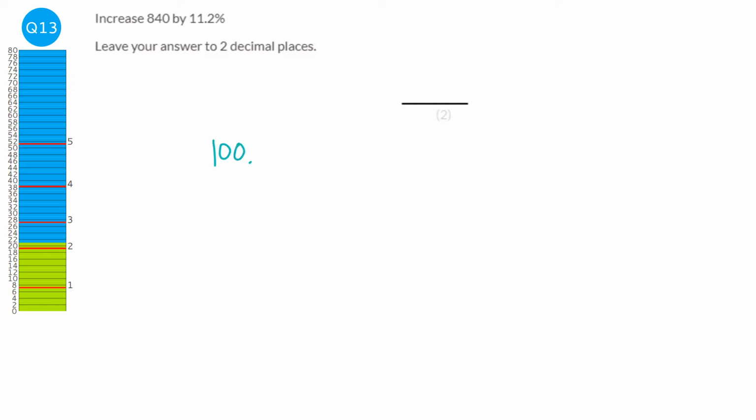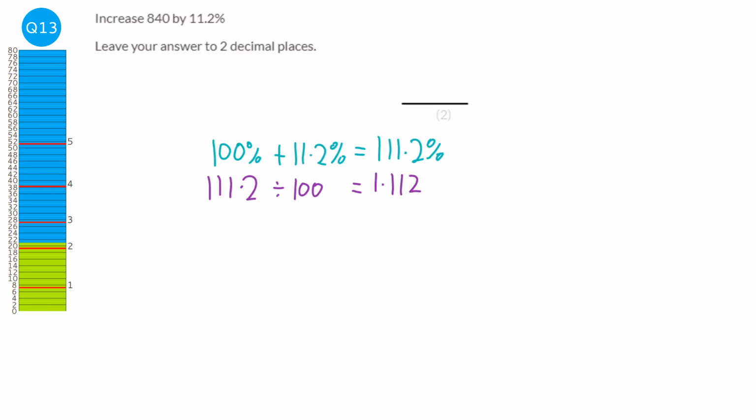We do that by starting with 100%, and it says it increased by 11.2%. So we're just going to add 11.2%, which will give us 111.2%. Then we're going to make that into a decimal by dividing by 100. And this will make it into a multiplier. So it's 1.112. That's our multiplier. And the beauty of a multiplier is all we do is we get our amount, which is 840, and multiply it by the multiplier. And it will do all the hard work for us and give us the answer of 934.08.